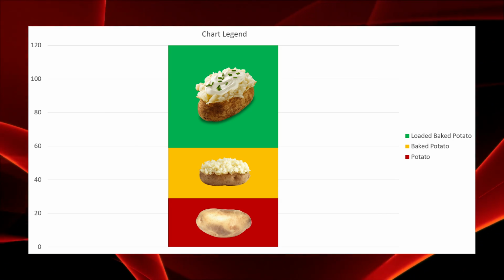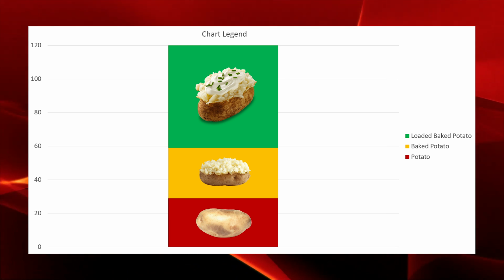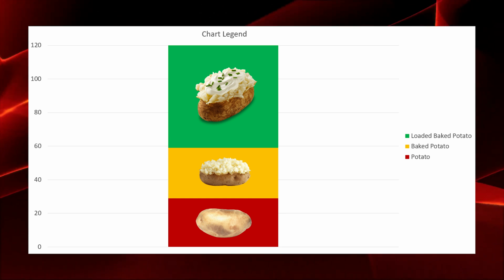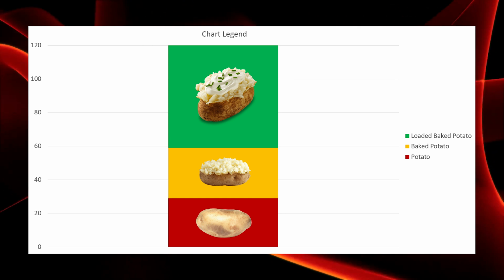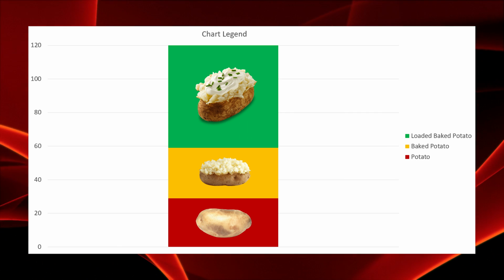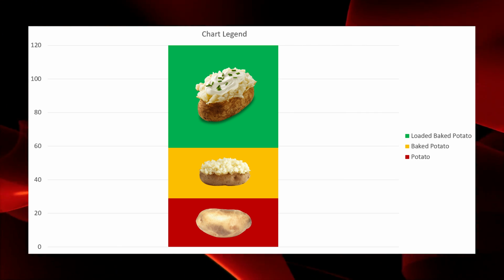And as always, before we hop into the actual benchmarks here, anything 60 FPS or higher is going to be in the loaded baked potato range. The baked potato, which is okay, is going to be 59 FPS clear down to 30, and anything below 30 FPS is just going to be considered a potato.